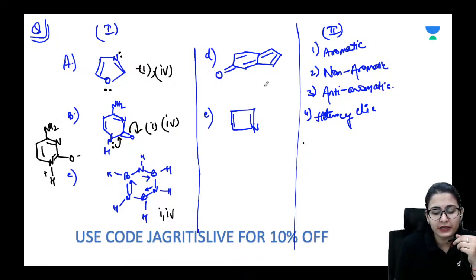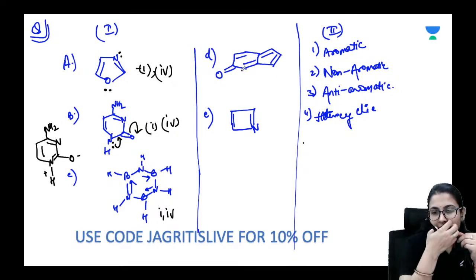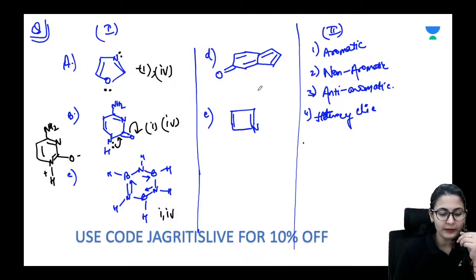What about option number D? D के लिए क्या correct है guys? How many number of electrons are involved? Also, it is not fulfilling the Huckel's rule because there are double bonds in different rings, isn't it? तो ये जो system है ये aromatic नहीं हो सकता है. It is going to be non-aromatic like this.